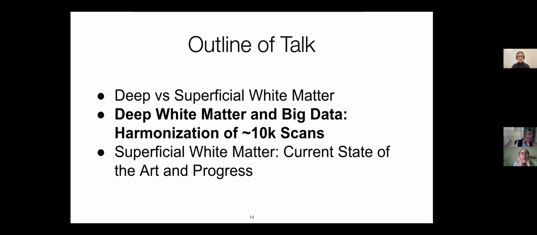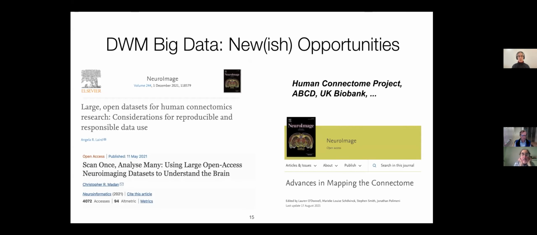Okay, back to our outline. So next I'll shift gears a little bit and I'll talk about the Deep White Matter and Big Data project. In this project, we've recently performed data harmonization and tract extraction and quantification in about 10,000 scans. So we're excited about that and I'll share some of the results.